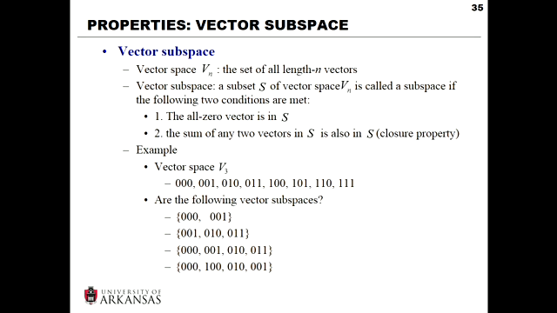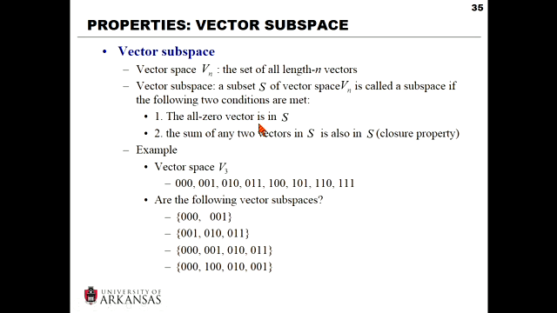All of this can be generalized into algebra, specifically vector space. The vector space Vn can be considered as the set of all length n vectors, and a vector subspace is a subset S of the vector space Vn, if it satisfies the following two conditions.